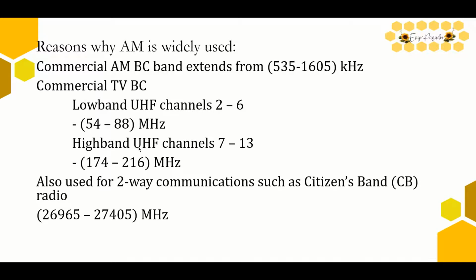For high band UHF channels 7 to 13, it uses 174 to 216 megahertz range of frequency. Also, AM is used for two-way communications such as the citizens band radio, which uses the frequency range 26,965 to 27,405 megahertz. So these are some applications na gumagamit ng amplitude modulation.